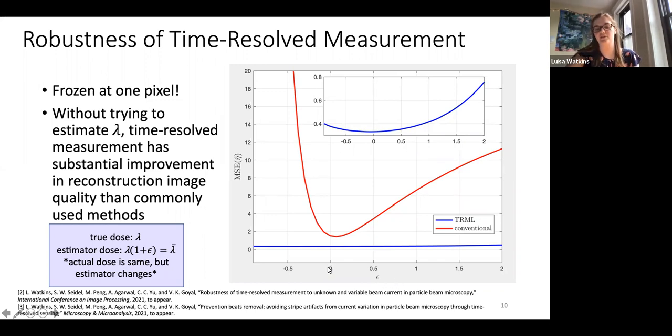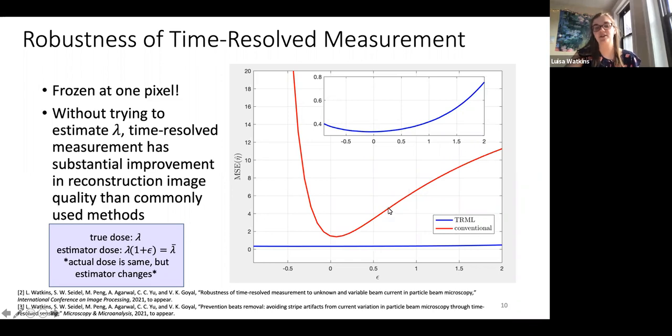And here I'm plotting that versus epsilon. So that means here at 0, the estimator knows exactly what the dose is and it's using the correct one, versus as we go across, the larger the epsilon value is, or in this direction also the smaller, the farther away we are from the actual true dose, meaning the estimator is using the wrong dose. So I have the two lines here.